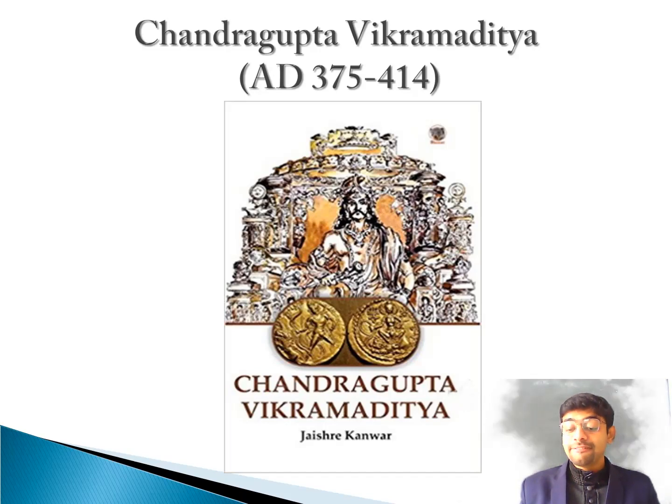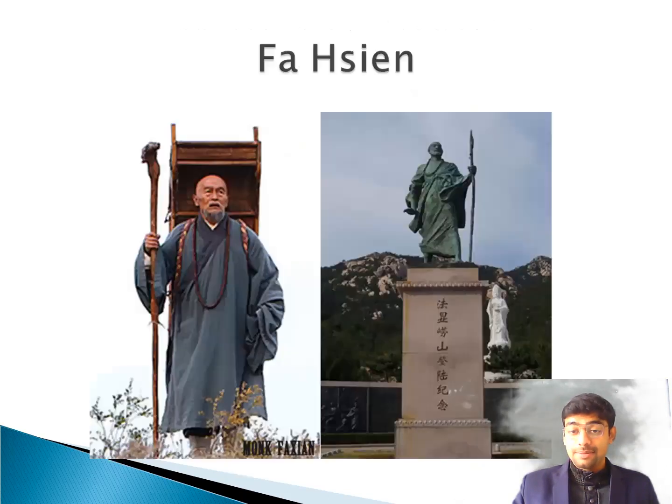In the middle of the 5th century AD, hordes of Central Asian tribes called Huns invaded the Gupta Empire and weakened it. Some of the Huns even settled in Punjab, Kashmir, and Malwa. By the 6th century AD, the Gupta Empire had broken up. So this is all about Chandragupta Vikramaditya.